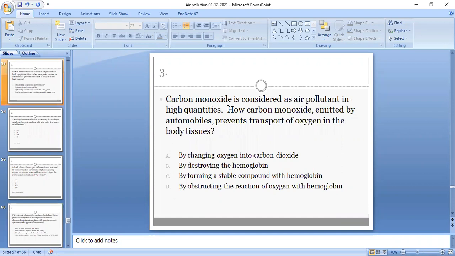Carbon monoxide is considered as an air pollutant in high quantities. How does carbon monoxide emitted by automobiles prevent transport of oxygen to the body tissues? This MCQ is about the mechanism of action of carbon monoxide poisoning in humans. Whether it causes health hazard by changing oxygen into carbon dioxide, by destroying the hemoglobin, by forming a stable compound with hemoglobin, or by obstructing the reaction of oxygen with hemoglobin. C. Yes, C is the correct option because carbon monoxide has about 300 times higher affinity to bond with the hemoglobin.